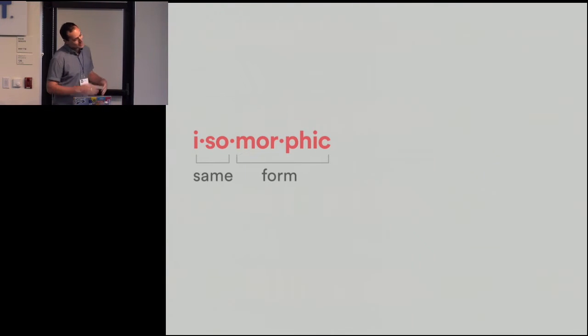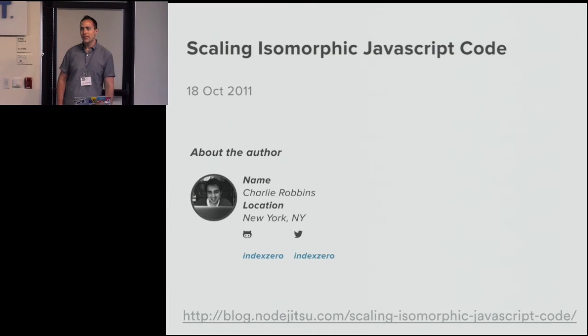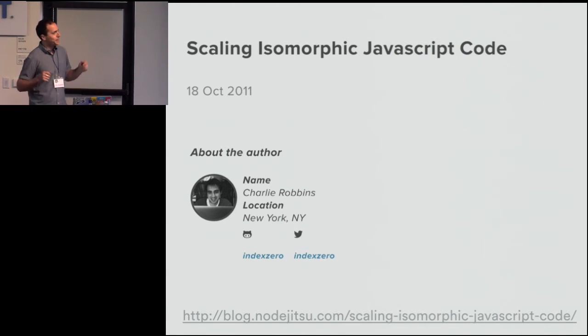So same form. And this term isomorphic JavaScript was coined in 2011 by Charlie Robbins, who is the CEO of Nodejitsu, which was a New York City-based Node.js company. And in this blog post back in 2011, entitled Scaling Isomorphic JavaScript Code, this is really the first time that someone had talked about application patterns that are useful for sharing code between Node.js and the web browser. And when I read this, it really set off a lot of light bulbs in my mind, and I was really determined to figure out how to learn more, and that's where this all started for me.